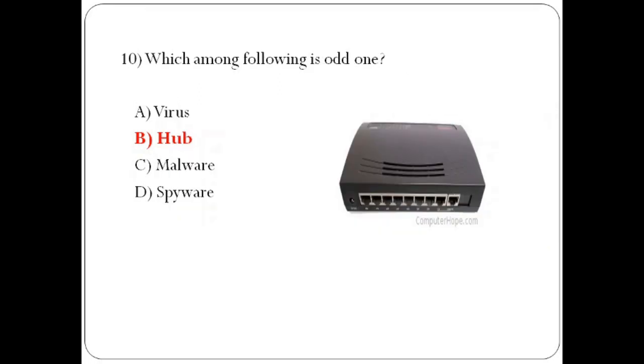Let's move on to the next question. Which among following is odd one? Option A, C and D are related to the software. Hub is a hardware device.